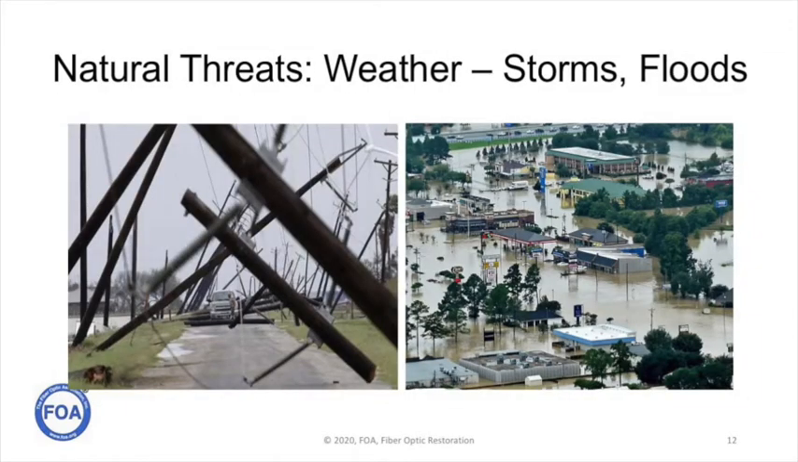Storms can be particularly damaging to fiber optic infrastructure, with hurricanes, for example, bringing down utility poles, as shown on the left, and floods flooding the entire infrastructure, including all of the manholes, handholes, getting to all the underground cables.